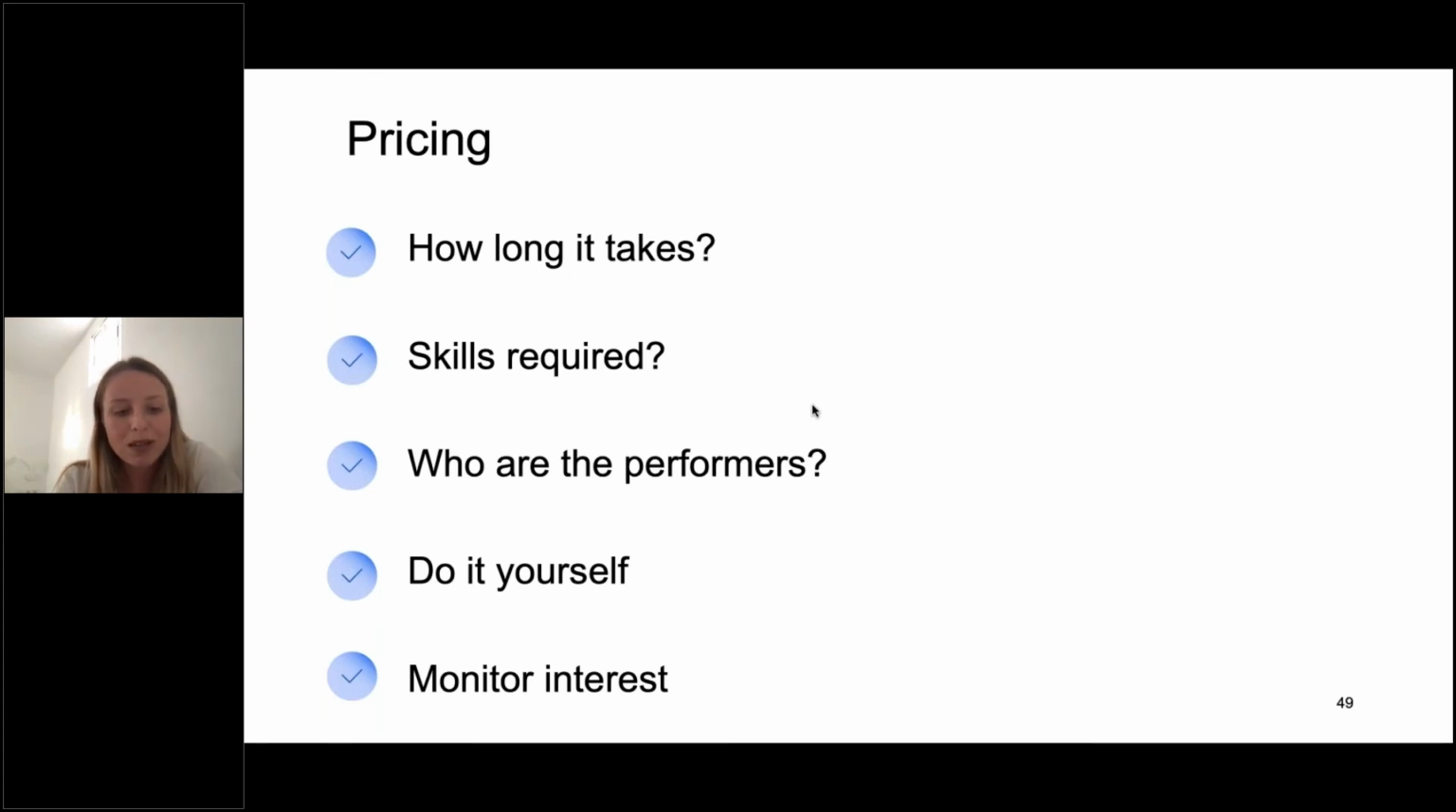Another tip here is, if you want to decide on the price, you should do the task yourself, time how long it takes you, and that should help you to judge how long you should pay for it. Once you already launch a task, you could also monitor interest. And if you see that there is not enough interest, you could maybe consider increasing the price that you offer for a specific task.